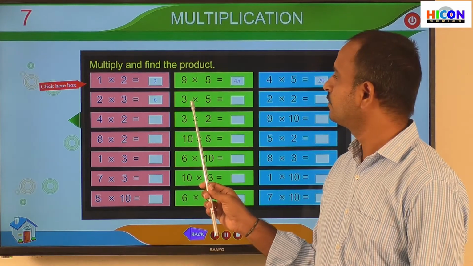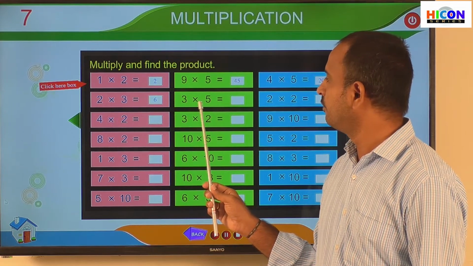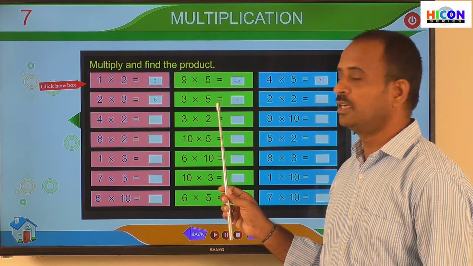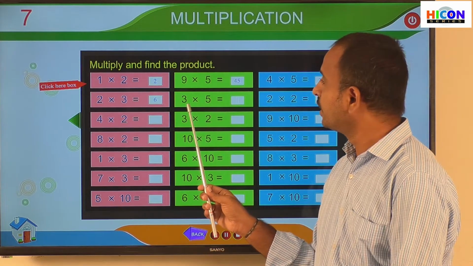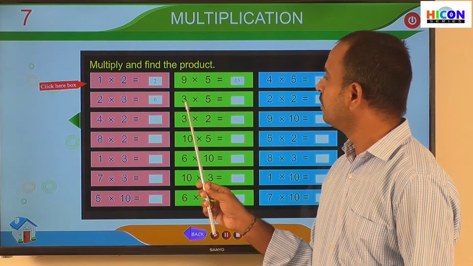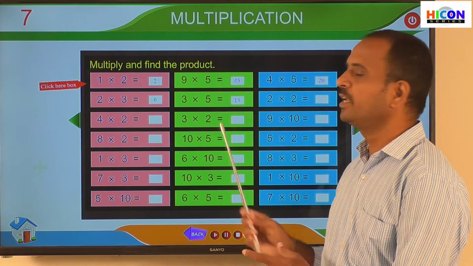And see the next one. 3 into 5. That is 3 5s are. So children, this is the table of 5. So in the table of 5, 3 5s are how much? 3 5s are 15. So write 15 here.